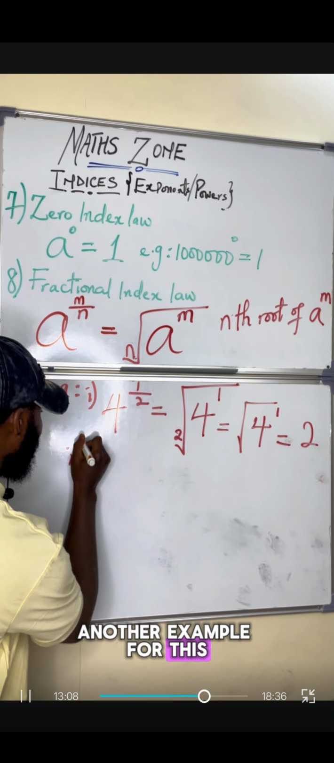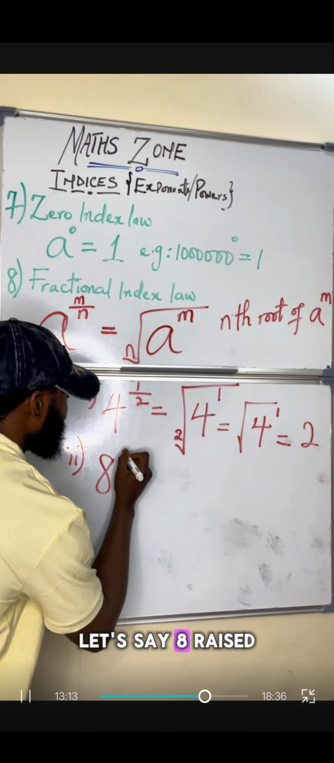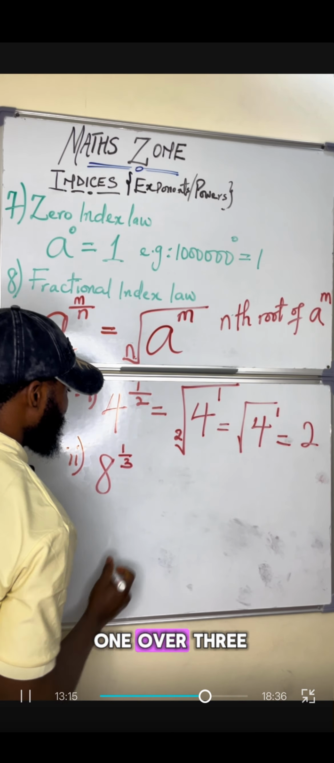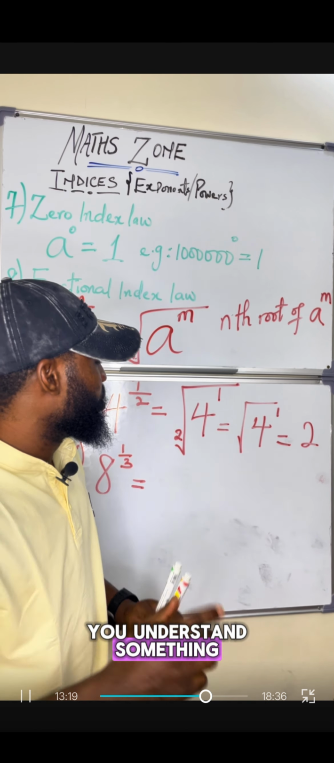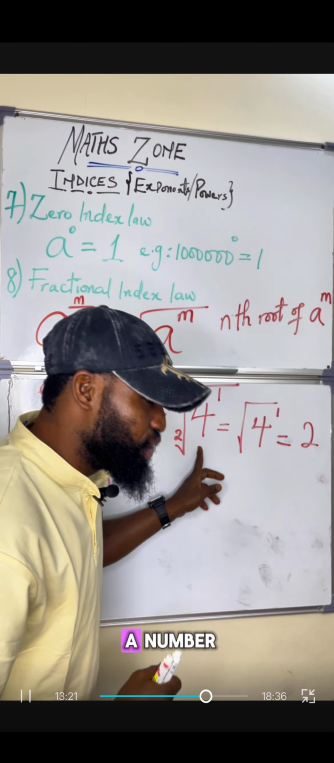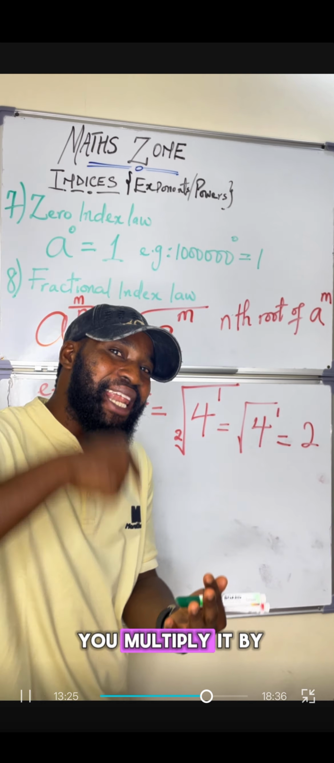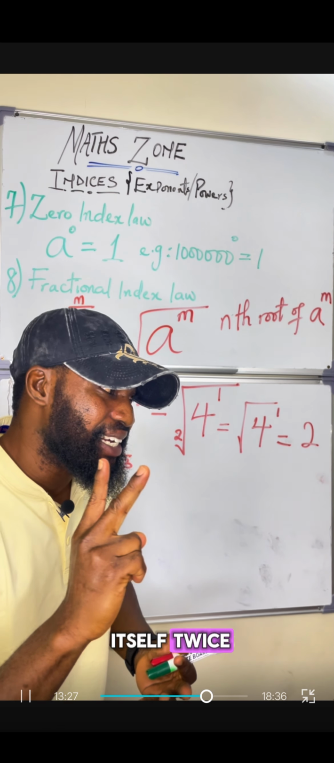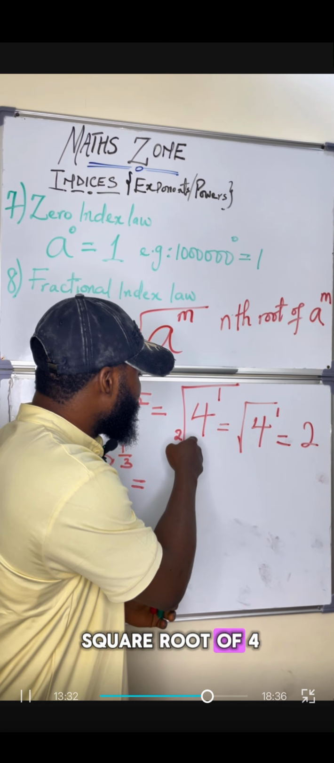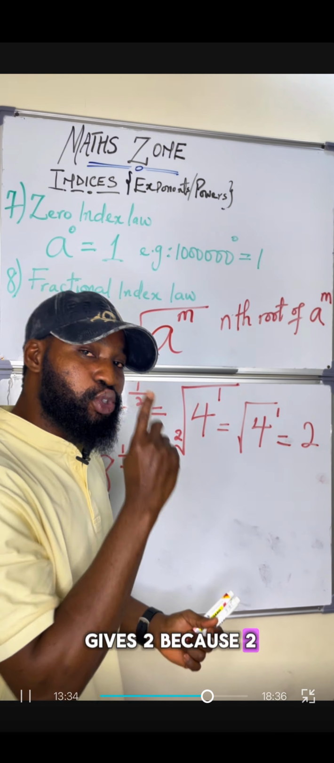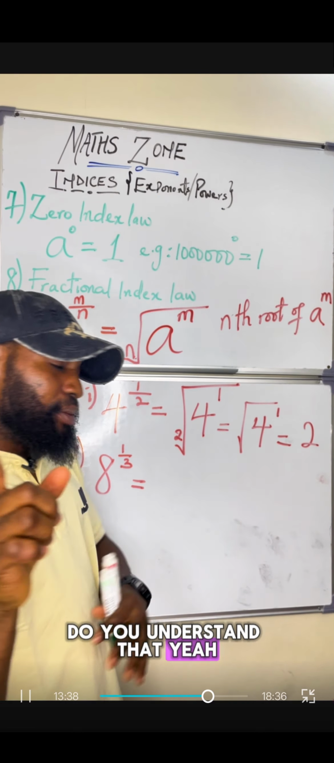Another example for this, so that you understand better, let's say 8 raised to the power of 1 over 3. Now let me quickly make you understand something. Whenever you are finding the square root of a number, the answer must be a number that when you multiply it by itself twice is going to give you that number in the root. Look at 4. The square root of 4 gives 2 because 2 multiplied by 2 gives 4. Do you understand that? I'm sure you understand.